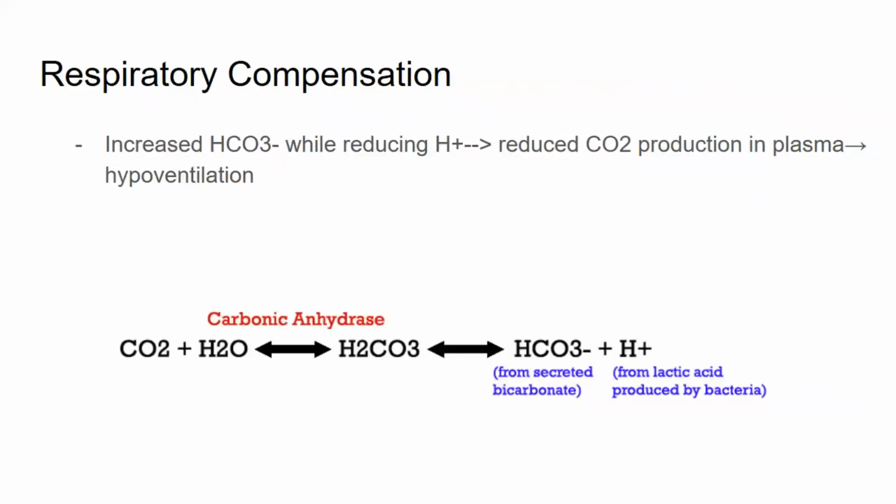So now you've got this respiratory compensation. Really that's just saying that you want to increase the bicarb, you want to reduce the H, and by doing that, you want to reduce the CO2 in the plasma. And one way to do that is by hyperventilating, so to speed up your breathing.